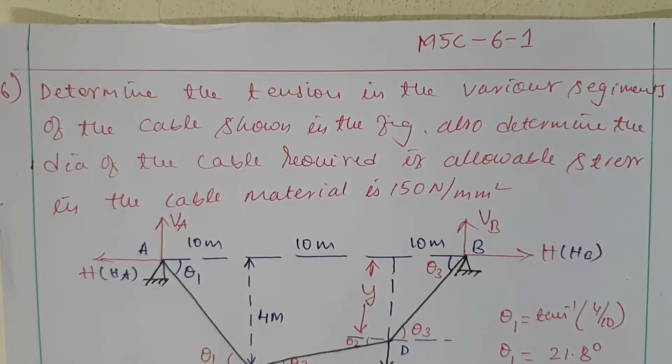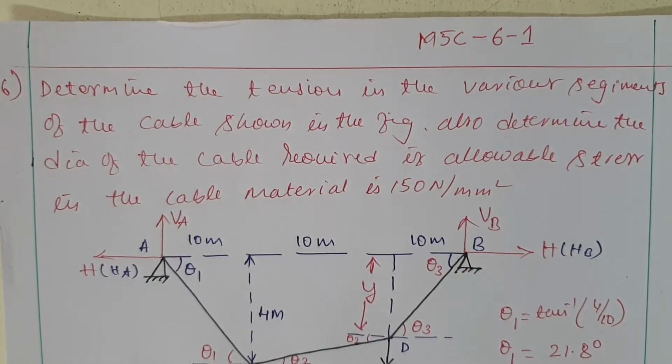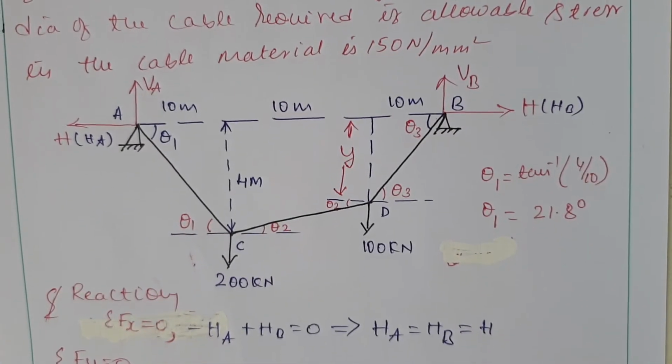Hello and welcome. Today we will see the last problem related to the cables. The problem is as follows. Determine the tension in various segments of the cables shown in the figure. Also determine the diameter of the cable required if the allowable stress in the cable material is 150 Newton per mm square. That's the question they have given, and the diagram is as follows.